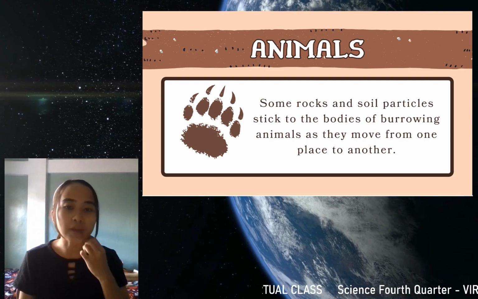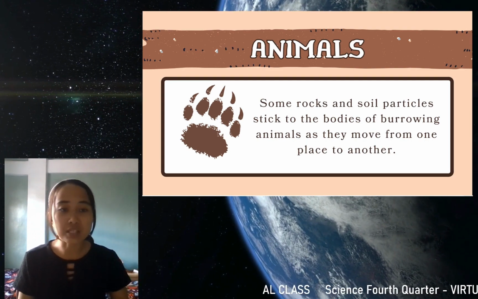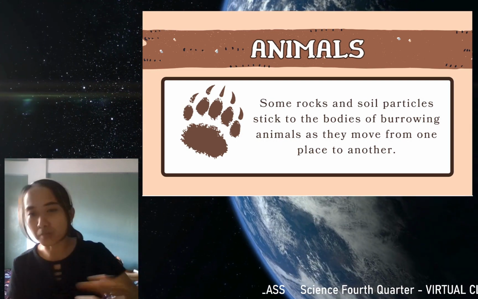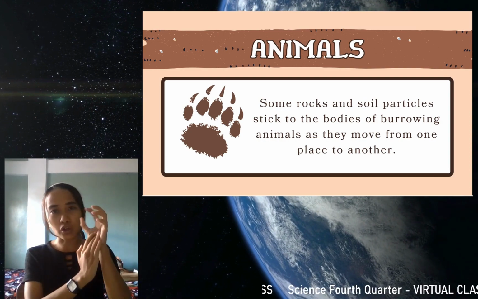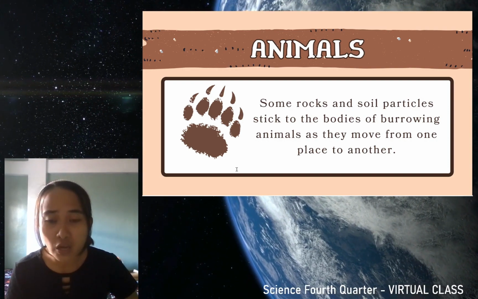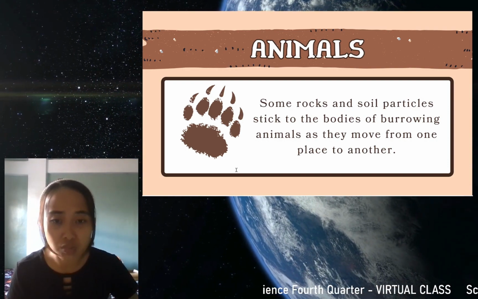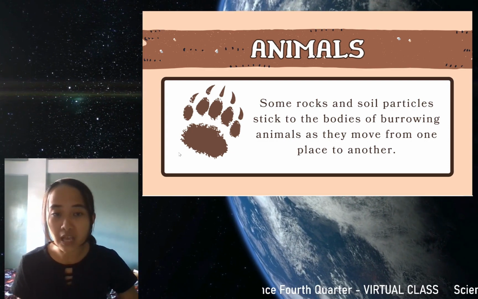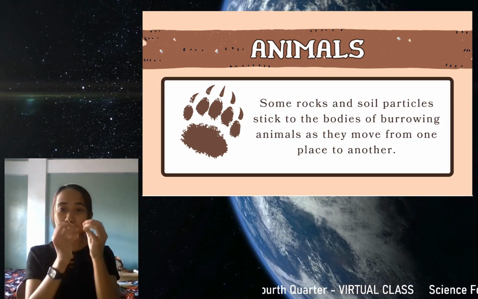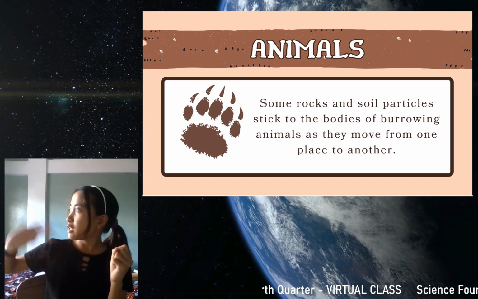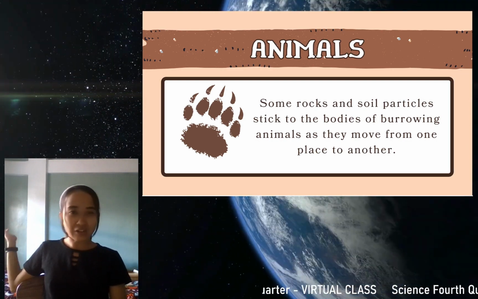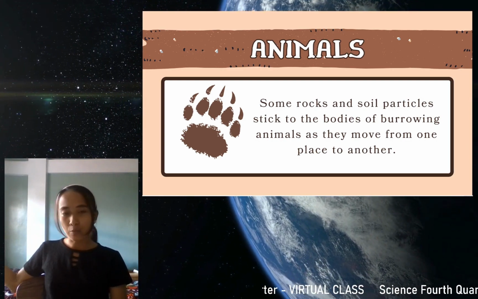Some rocks and soil particles stick to the bodies of animals as they move from one place to another. So, paano natatransfer yung soil? Nakikita nyo yung picture. As you can see in the picture, my dear pupils, when animals travel around, they break down rocks with their claws, and their waste materials help in the decay of rocks. Di ba po? Napupunta sa mga kamay nila, parang nagsisip dun yung mga soil. So, kapag pumupunta sila, they travel from one place to another, kasama yung soil. As simple as that. Kaya, nagkakaroon din ng erosion or transferring of soils from one place to another.